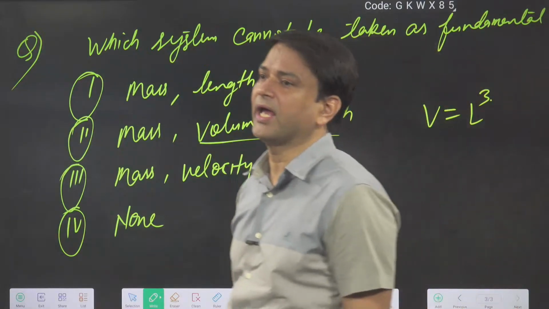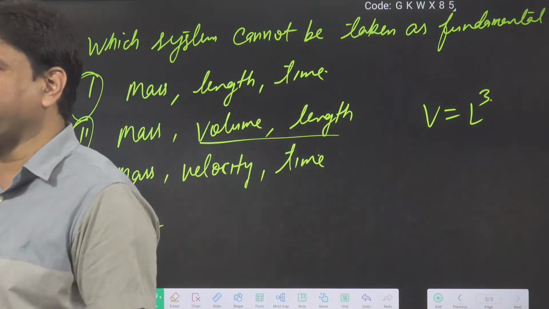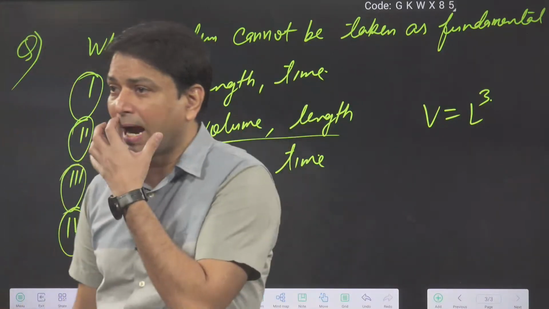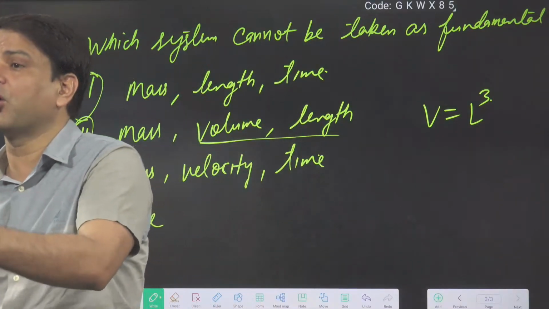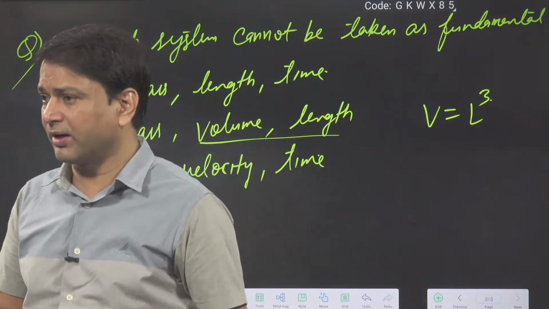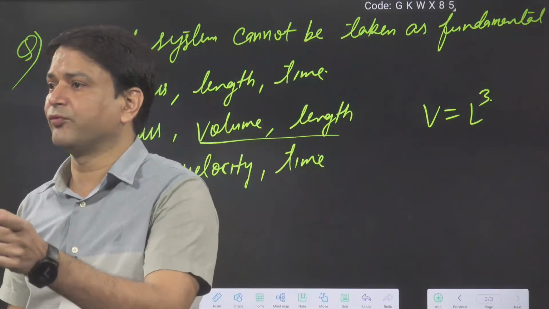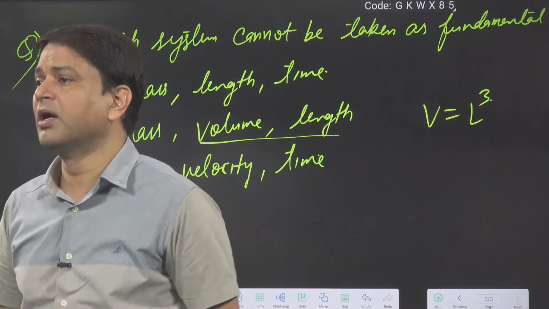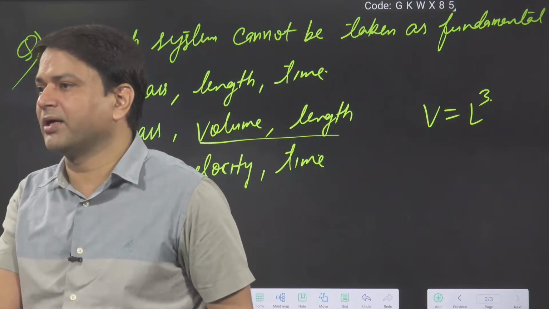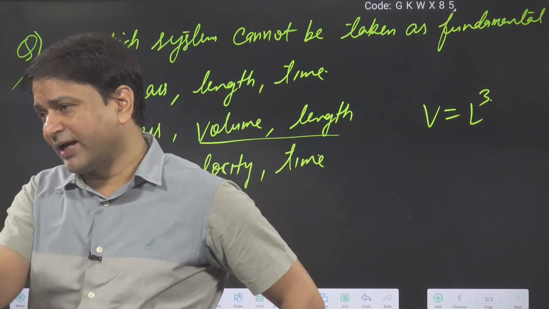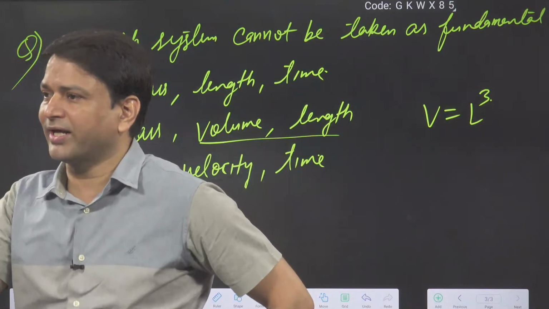Volume is equal to what? L cube. So volume I can represent in terms of L. Then why unnecessarily am I wasting one fundamental? Either I can take the volume as fundamental or I can take the length as fundamental. If I am taking the volume as fundamental, then length I can write as V to the power 1 by 3. If I am taking the length as fundamental, then volume I can say as L cube. So any one I can take as fundamental, but both I cannot take as fundamental.